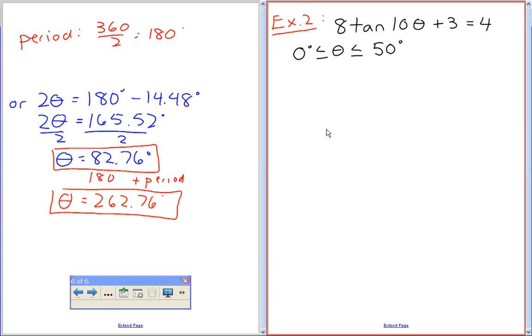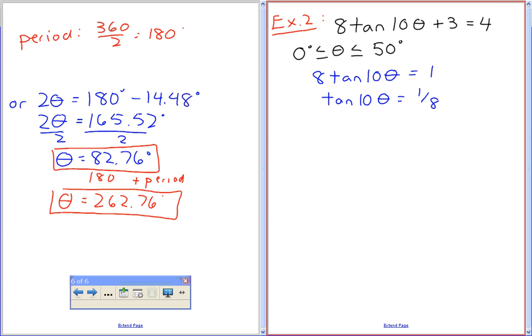Okay, Sam, first step here, please. Get theta by itself. Go. Good. Okay, so that should turn into 8 tan 10 theta equals 1. So far, so good. Austin, thank you, Cassie. Austin, next step, please, is what? Good. So that turns into tan 10 theta equals 1/8.